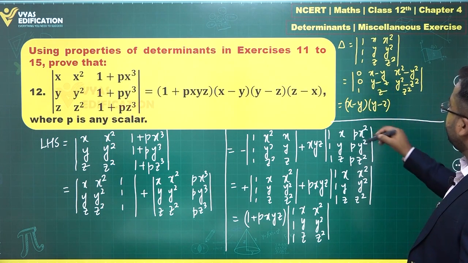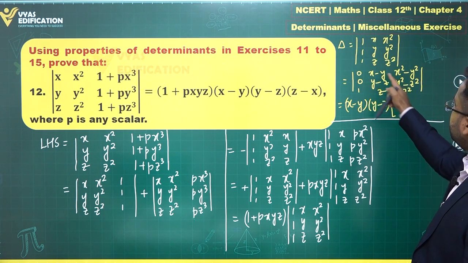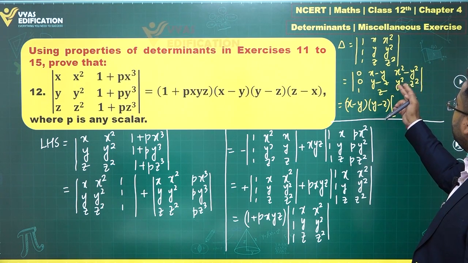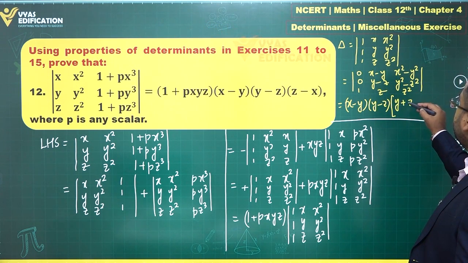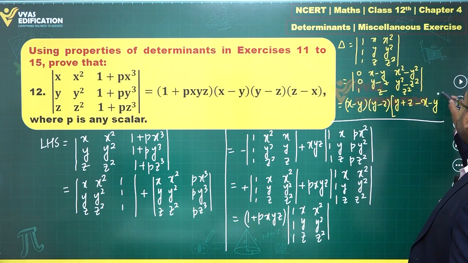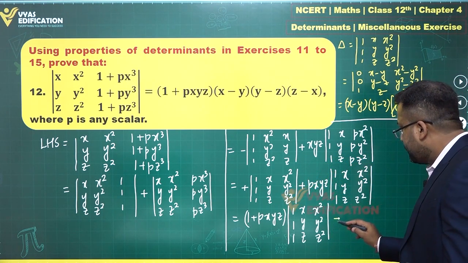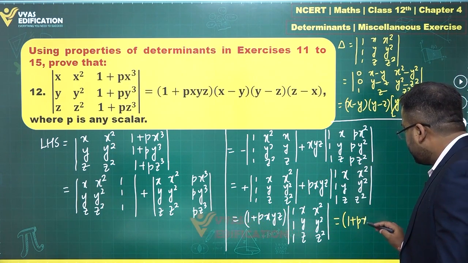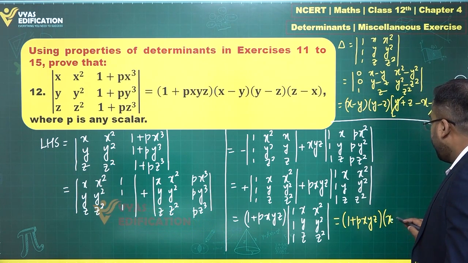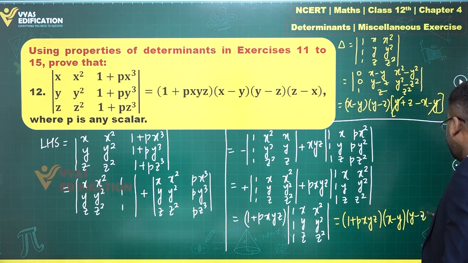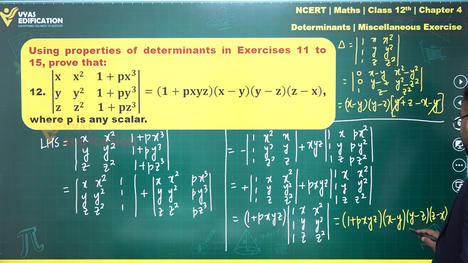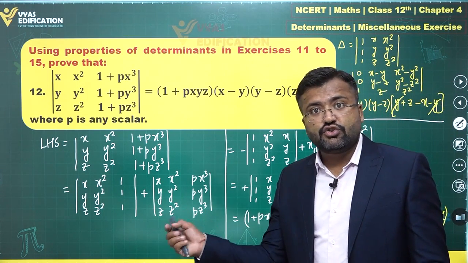And then you can expand along the first column. What you get is 1 times this minus this. x minus y is gone, this is y plus z. So y plus z minus x minus y is what I get. This is gone, this is z minus x. x minus y, y minus z, z minus x is what I get. This becomes equal to 1 plus p x y z times x minus y, y minus z, z minus x is what I get. And yes, that's the complete proof of this question over here. You can take a look at the complete solution. I'll keep it aside for a minute, and that's all that you have in this question over here.